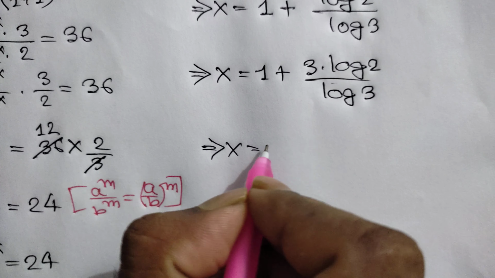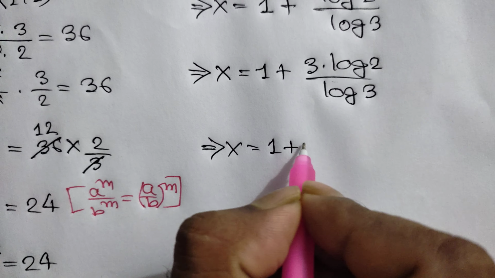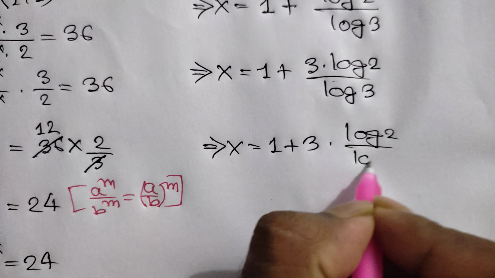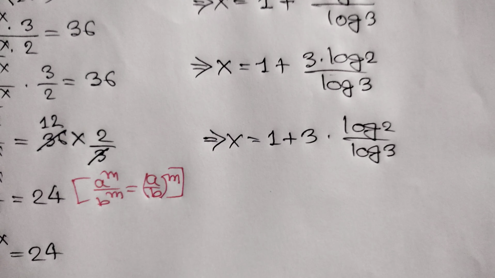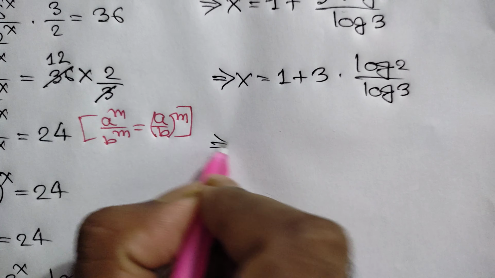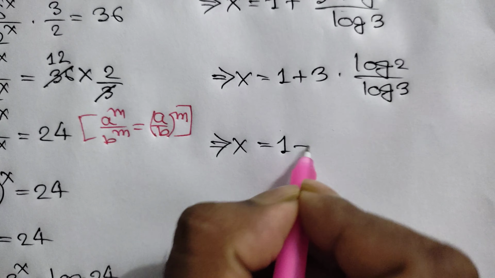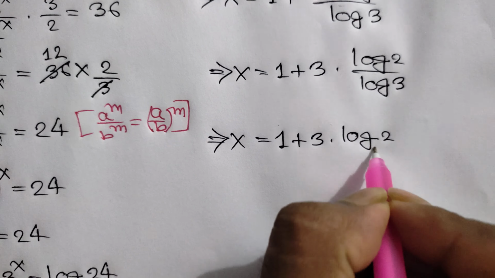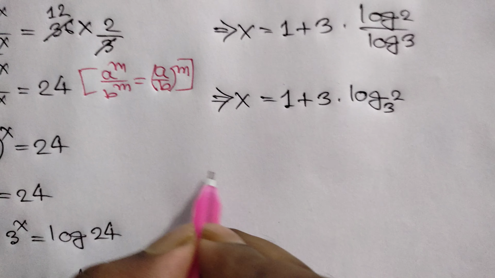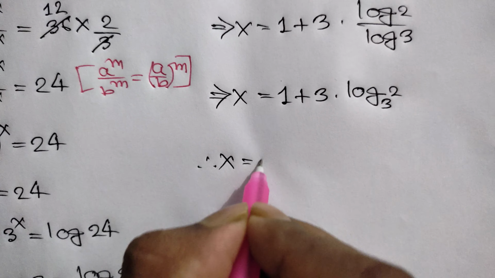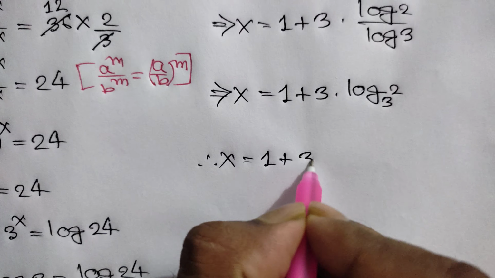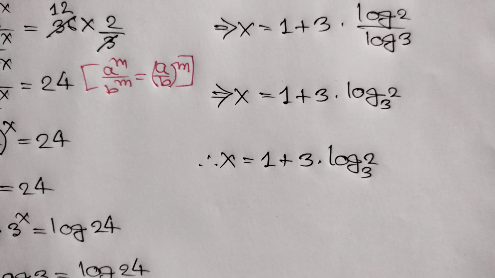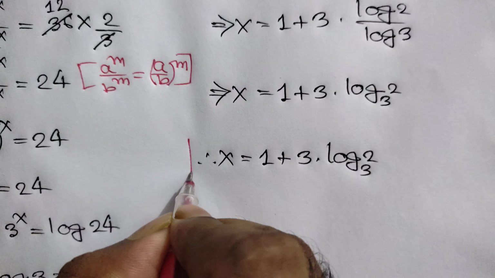Or x is equal to 1 plus 3 times log of 2 over log of 3. Or x is equal to 1 plus 3 times, here we can write log of 2 base 3. So finally we will get the value of x is equal to 1 plus 3 times log of 2 base 3, and it is our final answer.